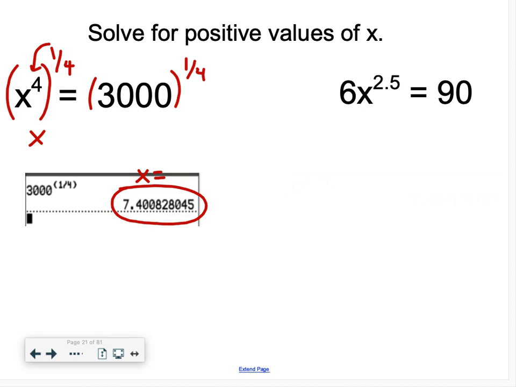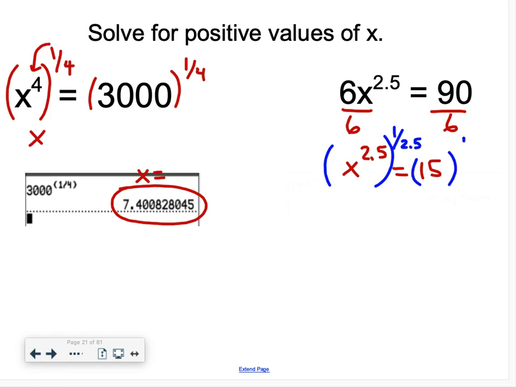Okay, now the second one, 6 times x to the 2.5 power. Before you solve for that one, you need to isolate x. So of course, we're going to divide both sides by 6. And you get x to the 2.5 equals 15. Okay, 90 divided by 6. Now, how do you get rid of a 2.5 power? I'm going to raise it to its reciprocal. So if I raise this to the 1 divided by 2.5, then I have to do that on the other side to keep it balanced.